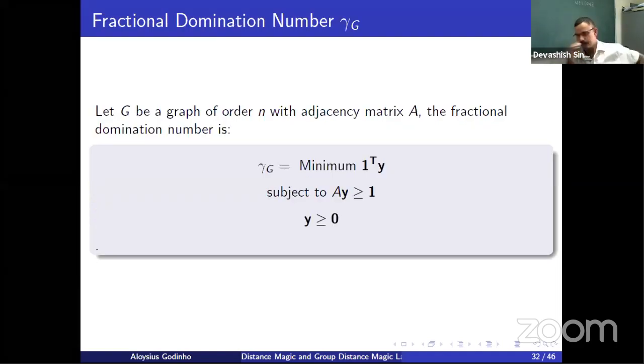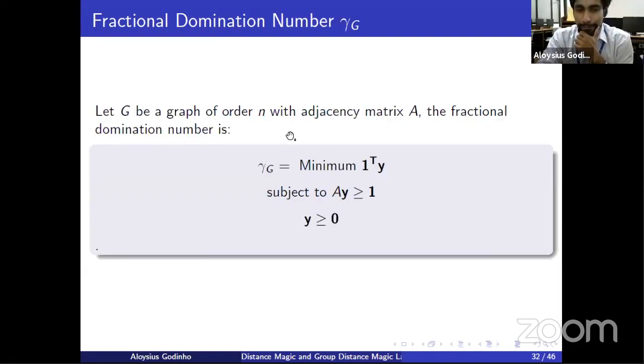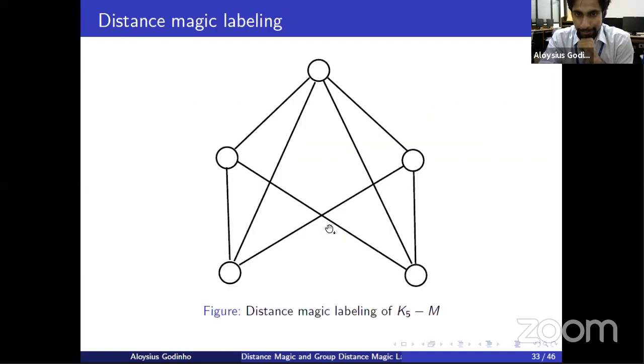So this is the linear programming problem to obtain the fractional total domination number. It's a minimum of the summation of all yi's, subject to the condition A times y is greater than or equal to 1, where A is the adjacency matrix of the graph. For example, for this graph, the fractional domination number comes out to be 3 by 2. If you use it in the formula, the magic constant turns out to be 10, which is exactly what we get in this case.